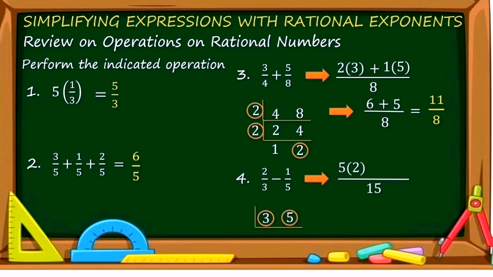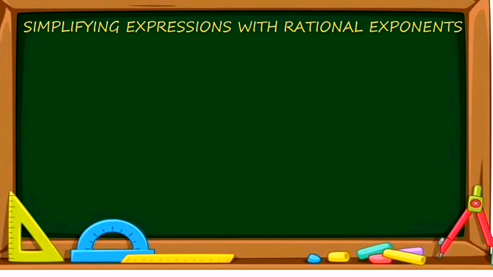15 divided by 3 is equal to 5, times 2, minus 15 divided by 5 is equal to 3, times 1. 5 times 2 is equal to 10, minus 3 times 1 is equal to 3. Then copy the denominator, which is equal to 15. Then proceed to subtraction of numerators. 10 minus 3 is equal to 7. Then copy the denominator, which is equal to 15. So our answer is 7 over 15. Now, let's proceed to our main lesson.